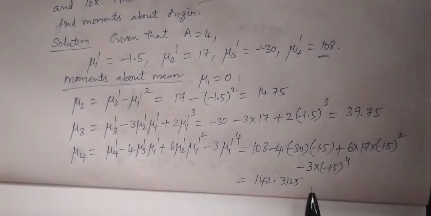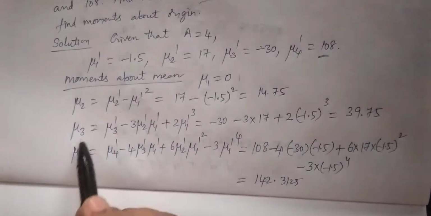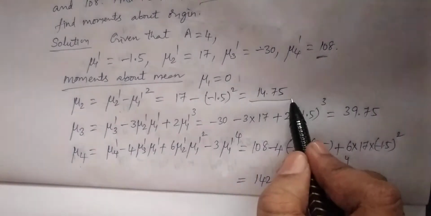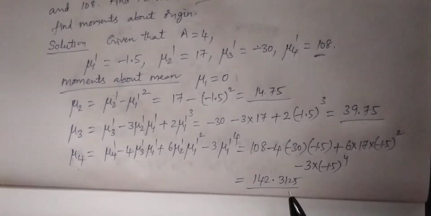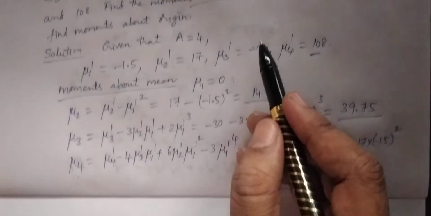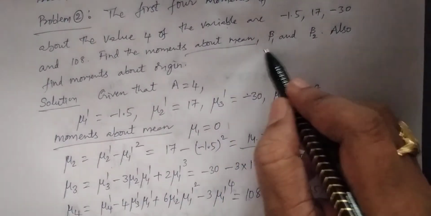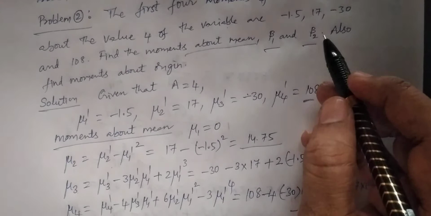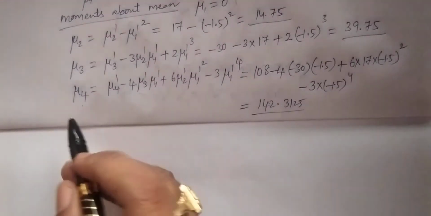Hope you understand. These are the moments about mean, which are mu2, mu3 and mu4. This is the first one you have to calculate, the moments about mean, question number 1. And after that, with the help of mu2, mu3, mu4, we can calculate beta 1 and beta 2. I am calculating beta 1 and beta 2.